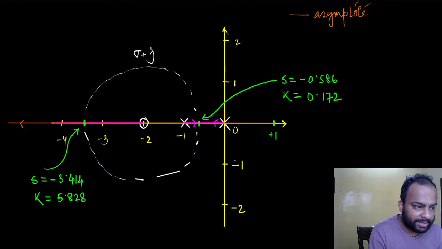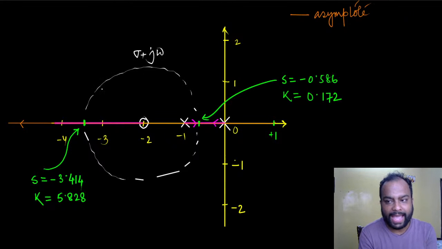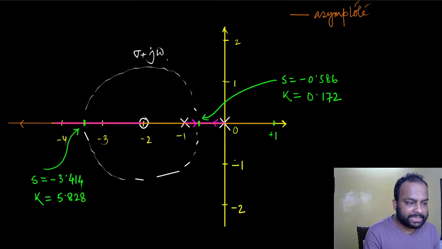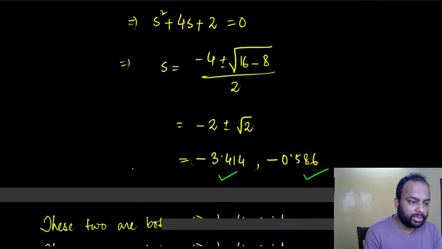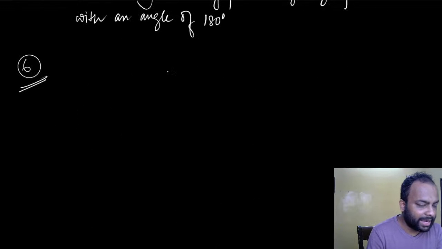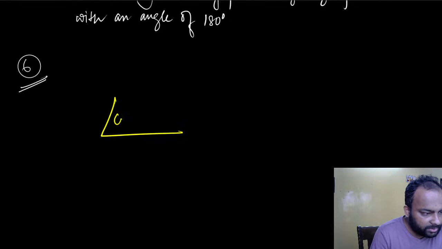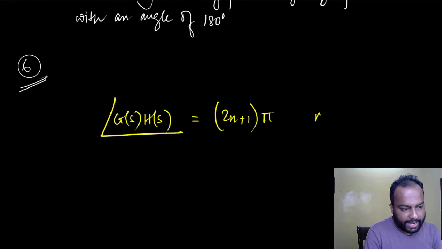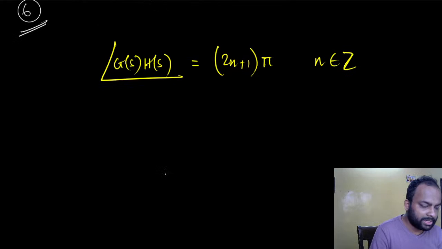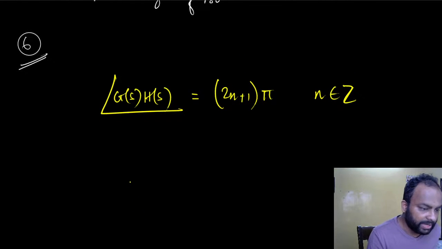So I can write them as sigma plus j omega, complex conjugate pole pairs while they are here. And these are again supposed to be satisfying the angle criteria and the magnitude criteria. But let's just look at the angle criteria. The angle criteria says that the angle of GSHS must be an odd multiple of pi. Again, n is a member of the set of integers, all the integers, negative, positive, including 0. So any odd multiple of pi would do, right?